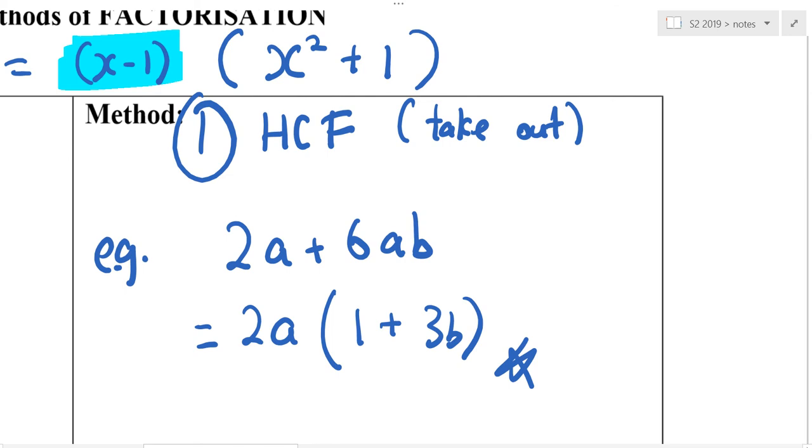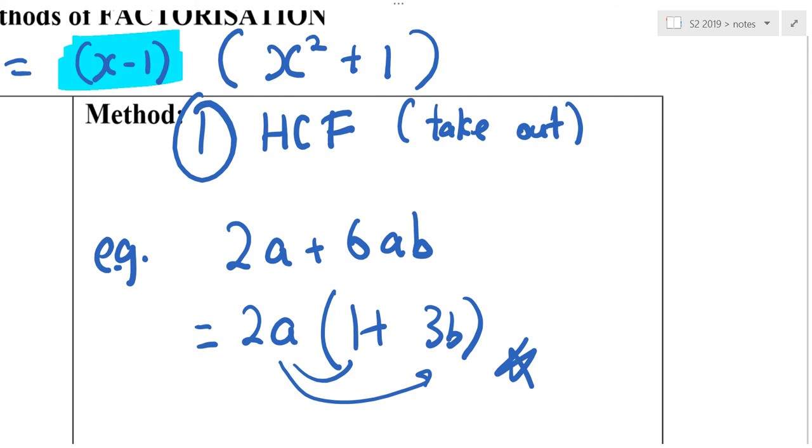Is the 1 very necessary? The answer is yes. Let me explain why the 1 is necessary. Hafiza, imagine I don't have the 1. If I expand, what do I get? I only get 6ab, but the 2a disappears, and hence I will need the 1. So that when I expand, 2a times 1, what do I get? Hafiza, 2a times 1, I get back 2a. 2a times 3b, I get back 6ab. So that's factorization, first method.